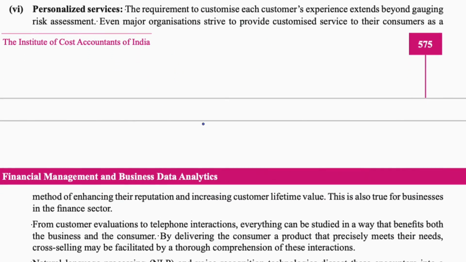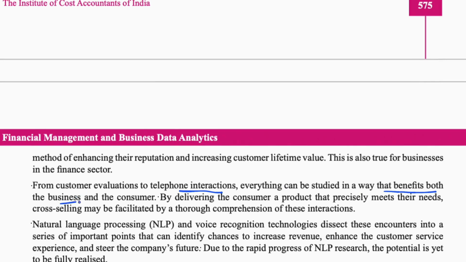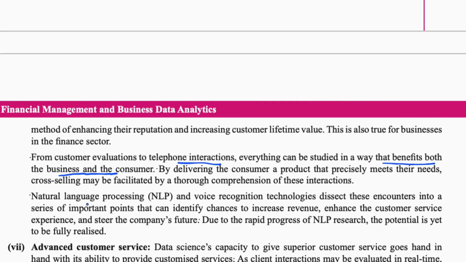Personalized services. The requirement to customize each customer's experience extends beyond gauging risk assessment. From customer evaluations to telephone interaction, everything can be studied in a way that benefits both the business and the consumer. Natural language processing and voice recognition technologies dissect these encounters into a series of important points that can identify chances to increase revenue, enhance the customer service experience, and steer the company's future.